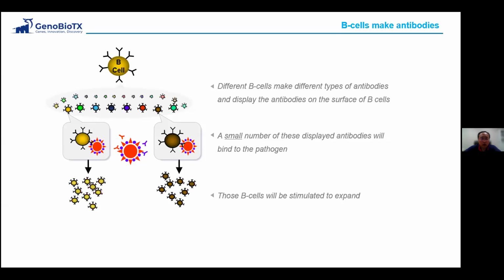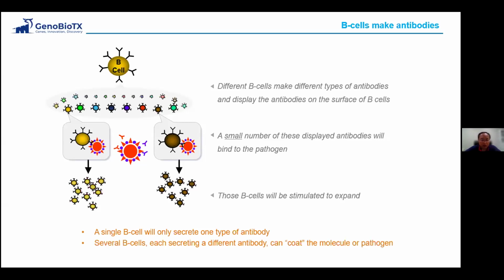Once the B cell recognizes those foreign antigens, the B cells will be stimulated to expand and differentiate. The B cell that has been stimulated by the foreign antigen will differentiate into plasma cells and produce a lot of antibodies. A single B cell will only secrete one type of antibody, and multiple B cells each will secrete a different antibody that can bind the molecule, pathogen, or foreign antigens. This is the theory basis for the monoclonal antibody technology.